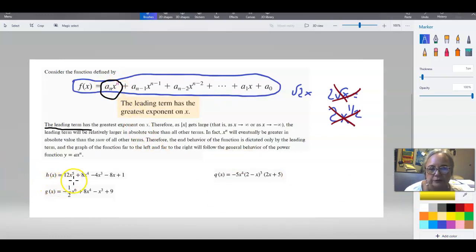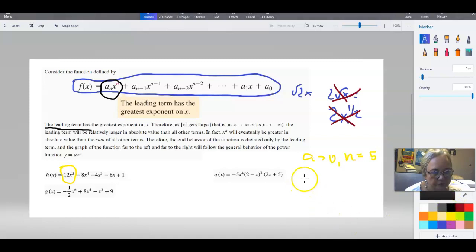H of x equals 12x to the 5th plus 8x to the 4th, negative 4x cubed, minus 8x plus 1. So we check that all terms are in the right order, from the highest degree, x to the 5th, to the lowest degree, which is the constant, or degree of 0. So now we're ready to talk about the end behavior. The leading coefficient a is positive, it's 12, and the highest degree of the polynomial is 5, an odd number. So what do we remember from the previous slide?